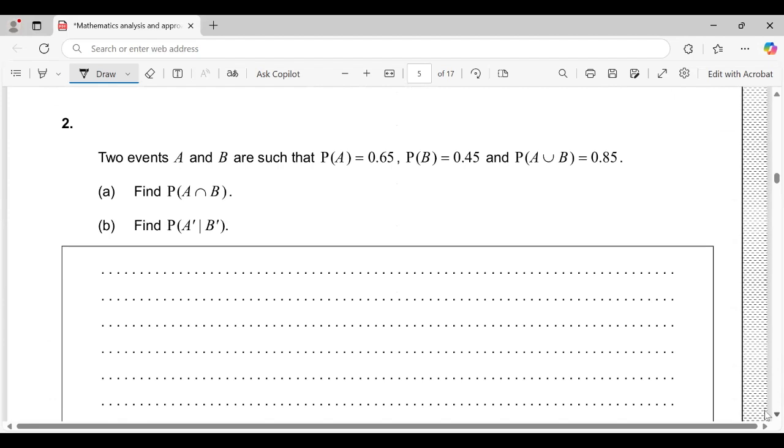Number two, two events A and B are such that probability A is 0.65, probability B is 0.45, and probability A union B is 0.85. Find probability A intersection B, and find probability A' given B'.